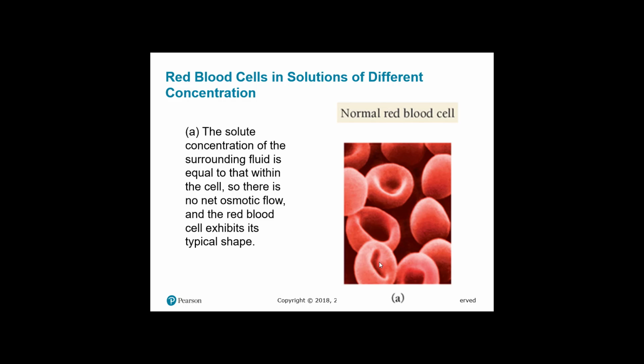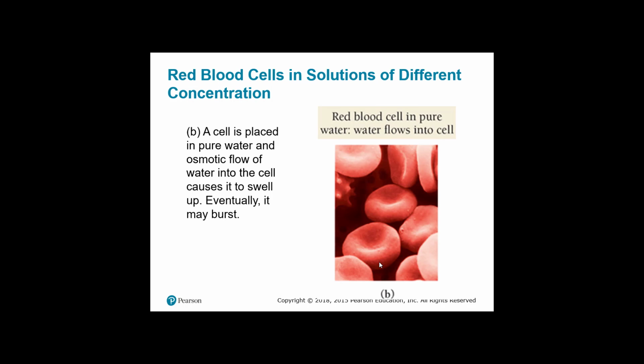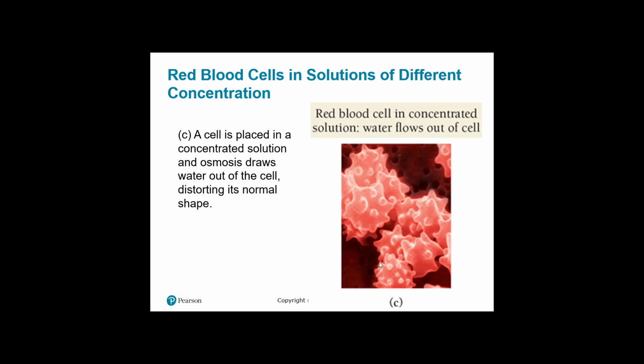The solute concentration is equal within the cell and the solution, so there's no osmotic pressure happening, and the red blood cell will keep retaining its shape. Here, a red blood cell starts to swell because the cell is placed in pure water, and osmotic flow of water into the cell causes it to swell up. It's trying to balance itself, and in the process it eventually causes the cell to burst. And when a cell is placed in a concentrated solution, osmosis draws water out of the cell, and that's where it gets that puckered, dehydrated look.